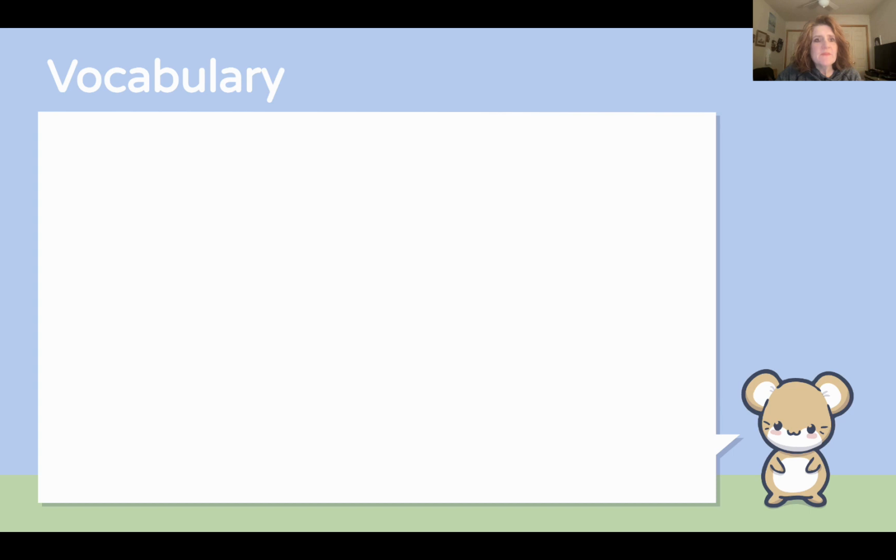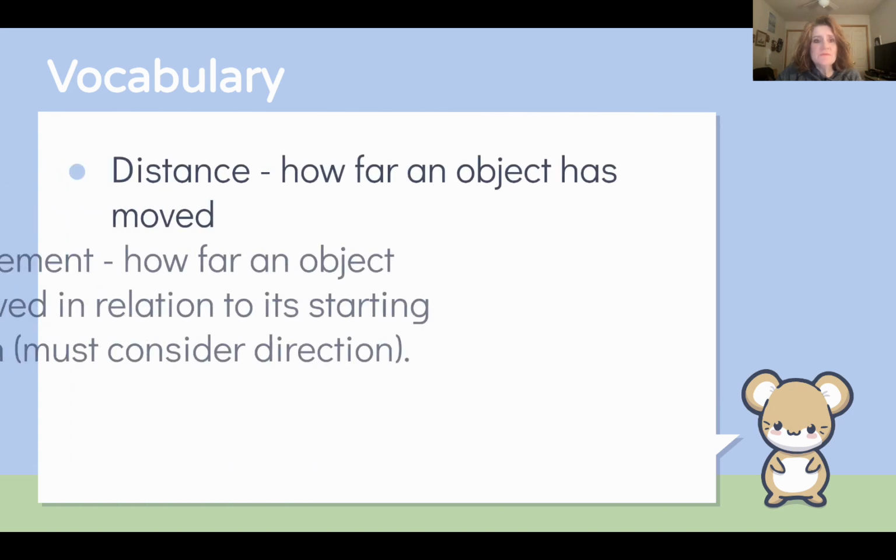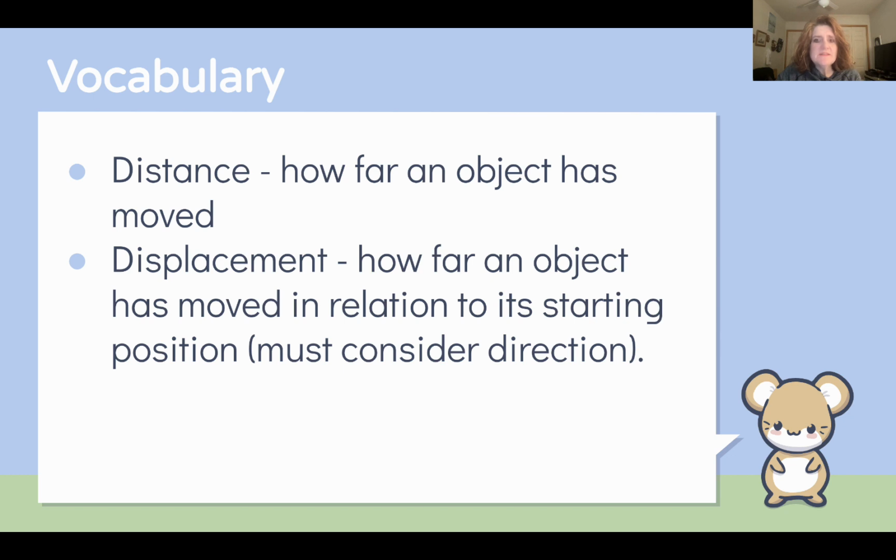Let's look at our vocabulary. Distance is how far an object has moved. Displacement is how far an object has moved in relation to its starting position. Here you must consider direction.